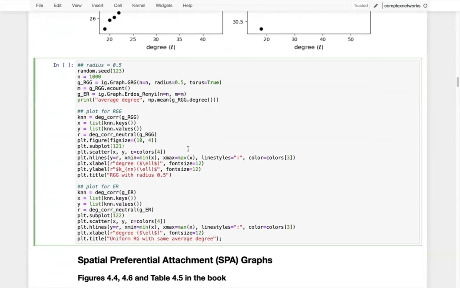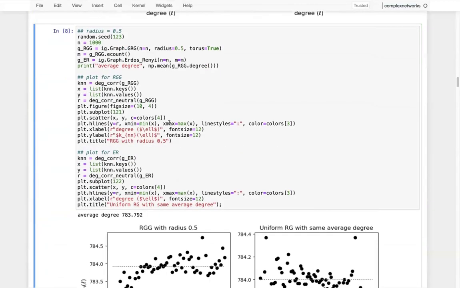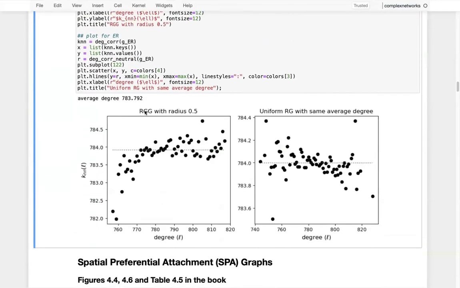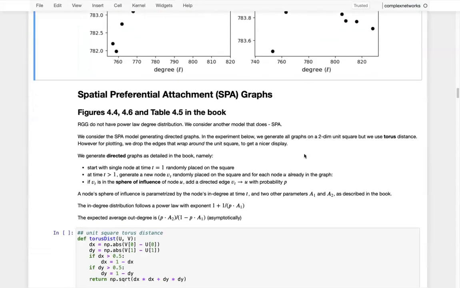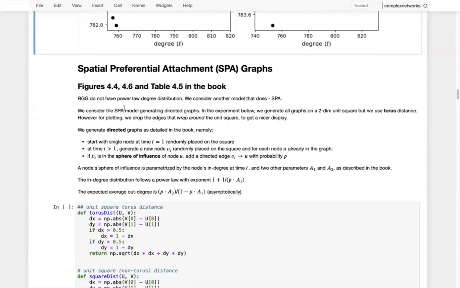And if we do the same for a higher value for the radius, then for the random geometric graph, you can see that, well, okay, there's still some slight positive correlation, but more or less all the nodes have extremely high degree. So you're much closer to assortativity equal to 0. And of course, the same for the Erdős-Rényi or uniform random graph.